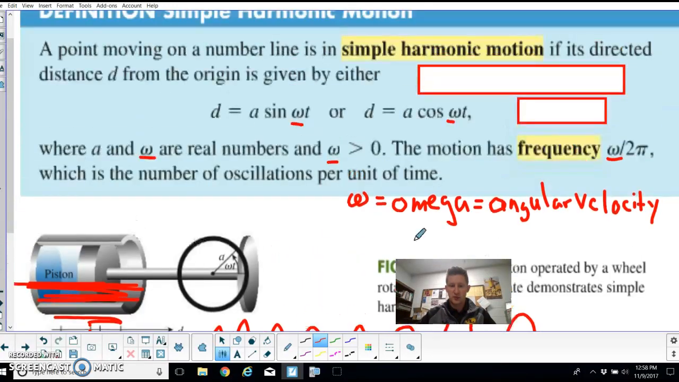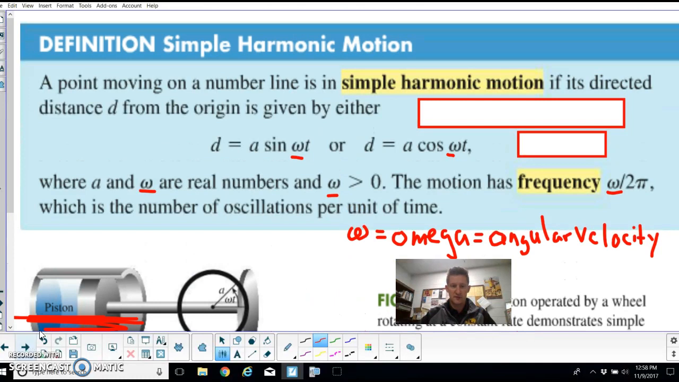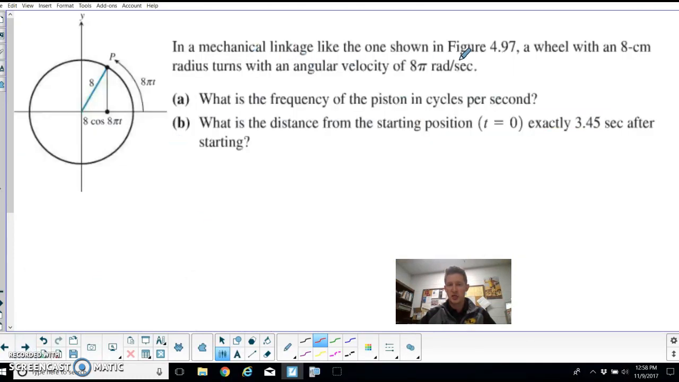Putting that into use, we've got an example here where, in a mechanical linkage like the one shown in this figure, a wheel with an 8 centimeter radius turns with an angular velocity of 8 pi radians per second. That would be our omega value, so omega is equal to 8 pi. It's our angular velocity. We're then given a function that tells us 8 times the cosine of 8 pi t determines where the distance d happens to be.